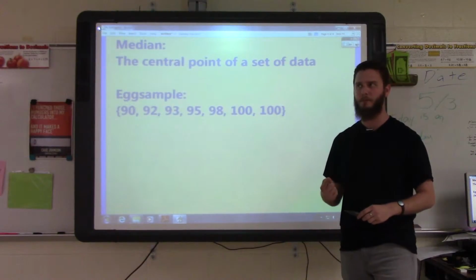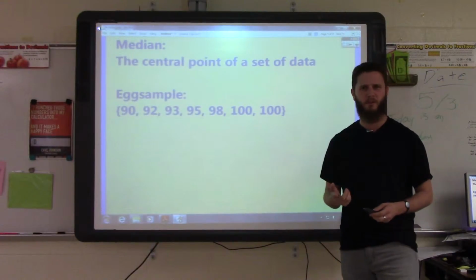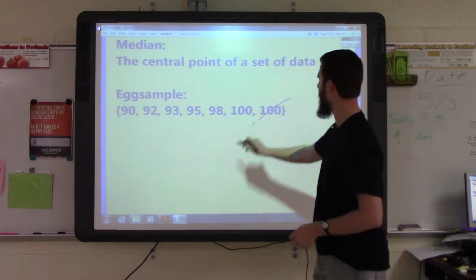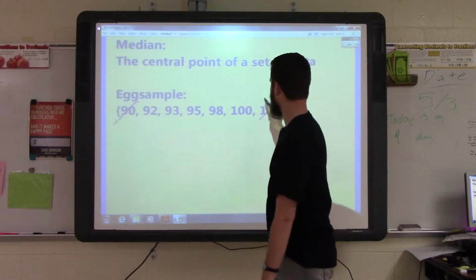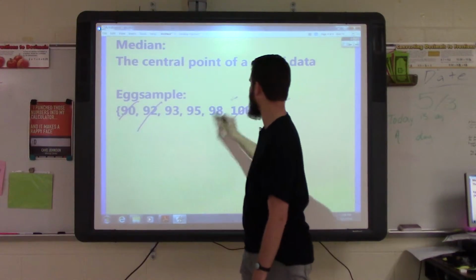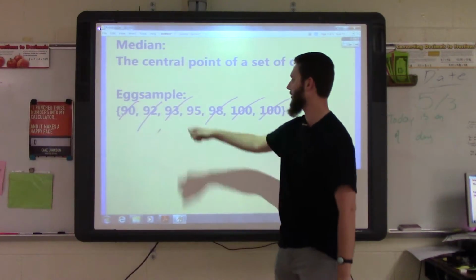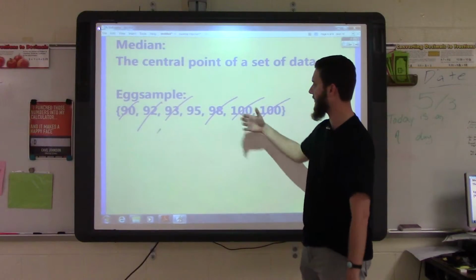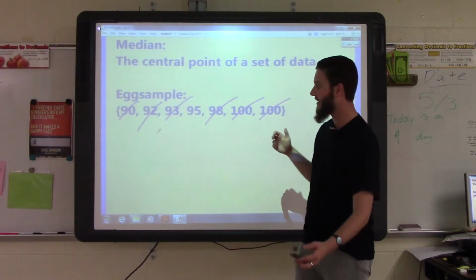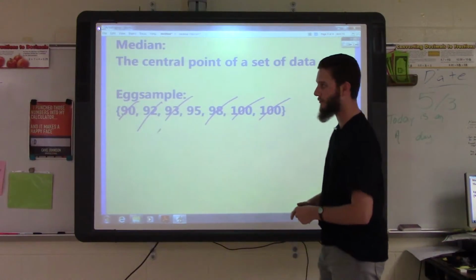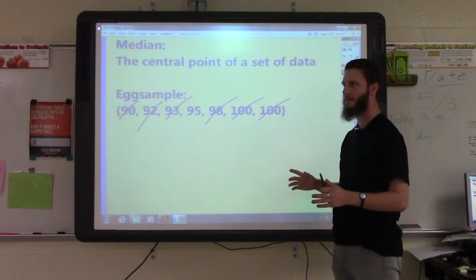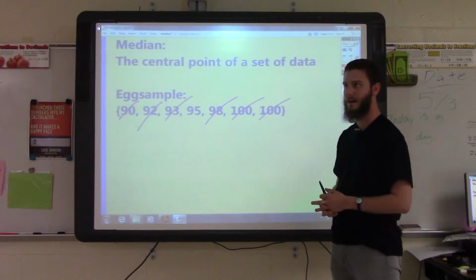One way, which is blunt and rather ineffectual, is simply crossing out one number on each side until you are left with nothing left but the number in the middle. Like this. We've crossed out 3 on the left side, 3 on the right side, and it leaves us with one number left over. This means our median is going to be 95. But there's a better way.